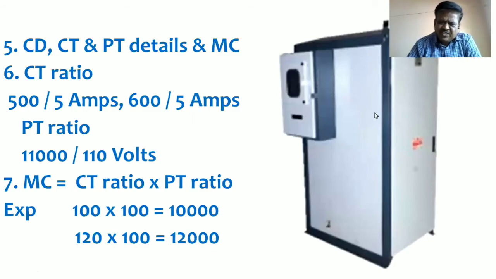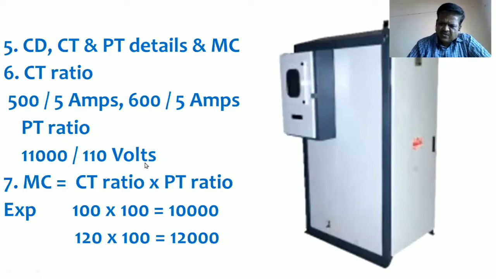And you have to mention the ratio of the CT-PT also here. The CT ratio will be like this: 500/5. It means that with this ratio CT, the primary side takes 500 amps and the secondary side reduces it to 5 amps. So on the secondary side we connect only a low range 5 amp ammeter. Using a 5 amp ammeter with the help of the CT, you can measure this much current.